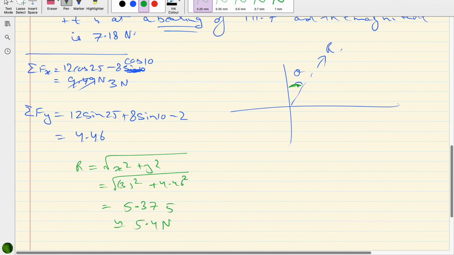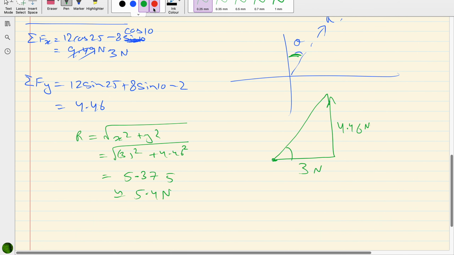Now about the direction. How can we find this direction? I already know that x is in the positive direction making it 3, y is in the positive direction taking it upward with 4.46 newtons, and this right here would be the resultant. If I solve for this angle, I can later subtract it from 90 to find theta, or directly we can find it on this side using 4.46 and 3 according to the parallelogram rule.